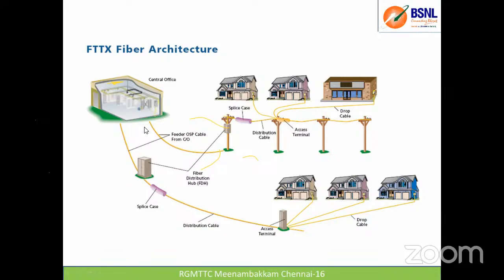They have different types of connections to extend the cables until the customer end. For example, they place the OLT here, and they have some feeder cables here. From the feeder cables, the connection is extended through a distribution cable to an access terminal. From the access terminal, the connection is extended to the customer end. That is for individual customers. Similarly, there are two types of connections in FTTH.